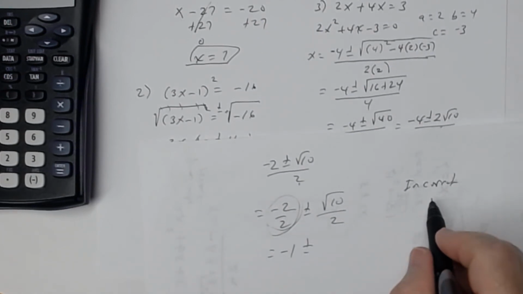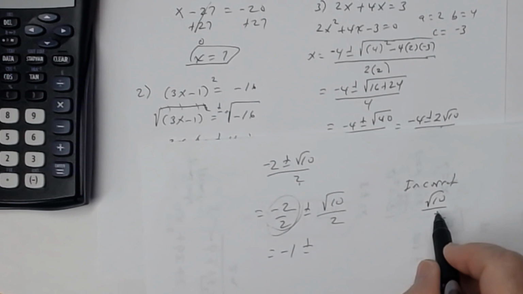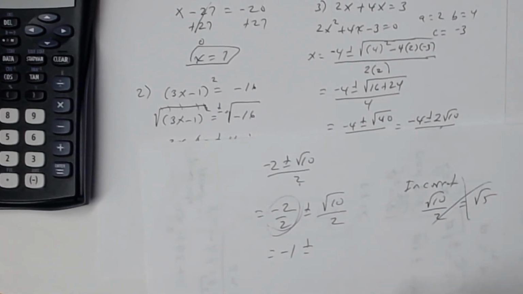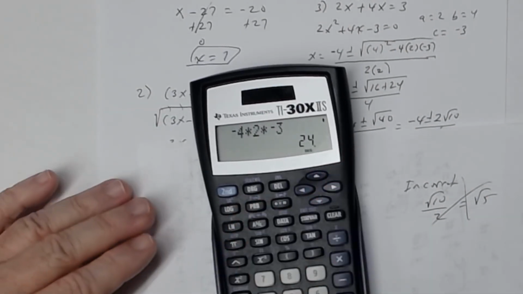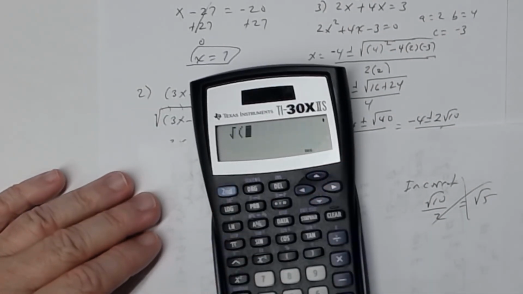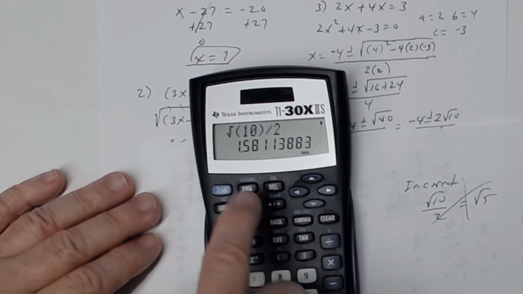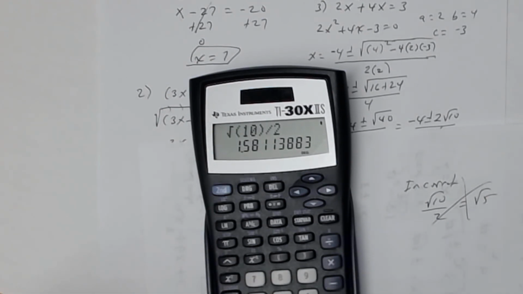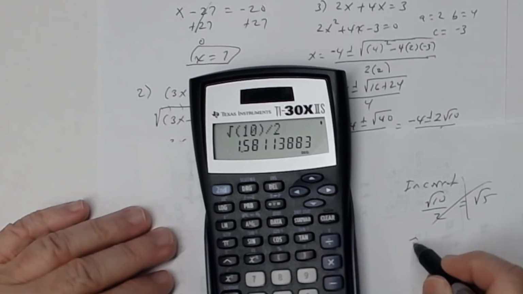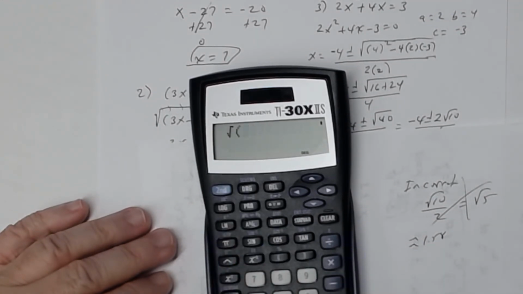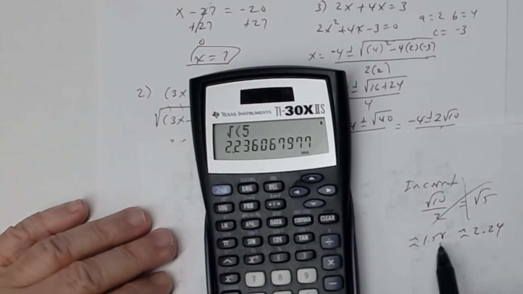So don't say it's incorrect now, because there's always 1 or 2 students that will do that. They want to say this. They want to say 10 divided by 2 is 5 and say that's the same thing as saying square root of 5. It is not. You can even check it. Look, the square root of 10 divided by 2 is approximately equal to 1.58. If I take this, so let me do that here. 1.58, approximately equal to. The square root of 5 is approximately equal to 2.24. See, those are not the same.